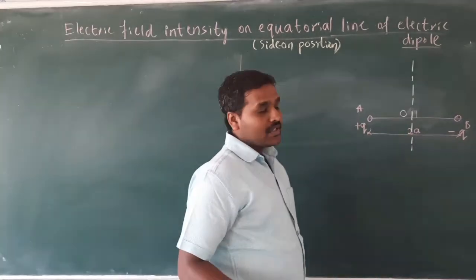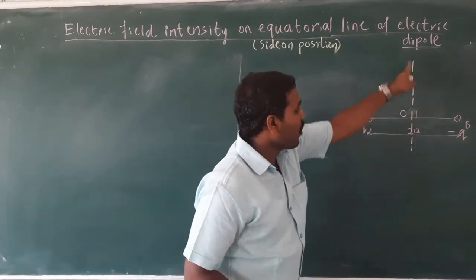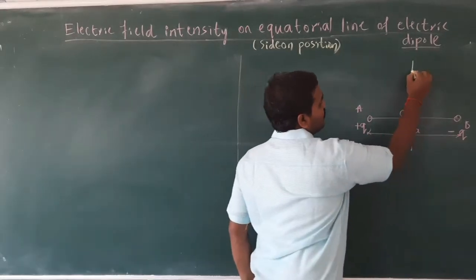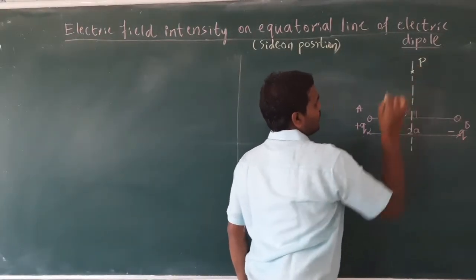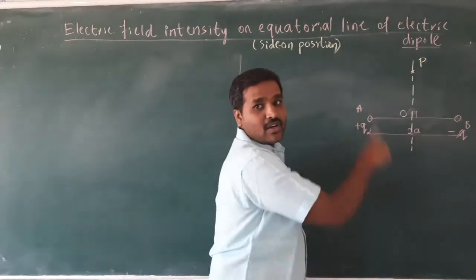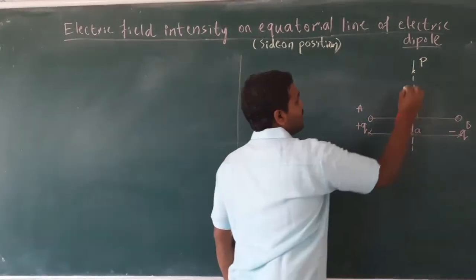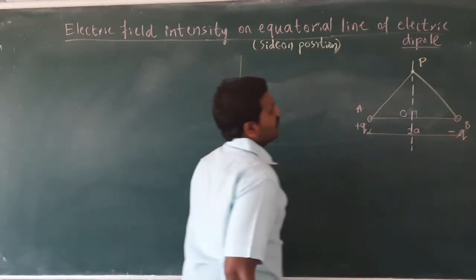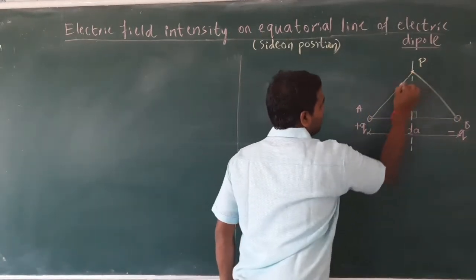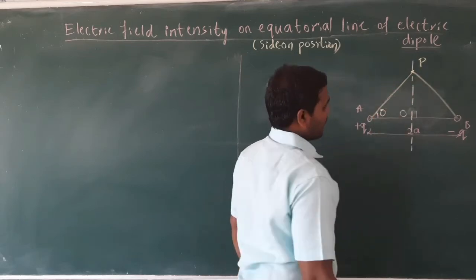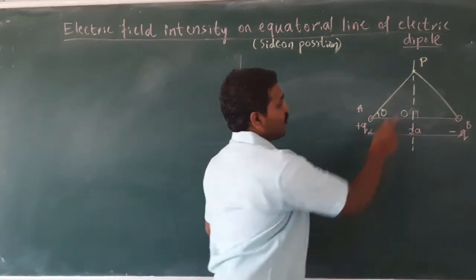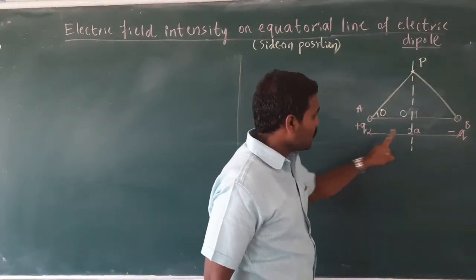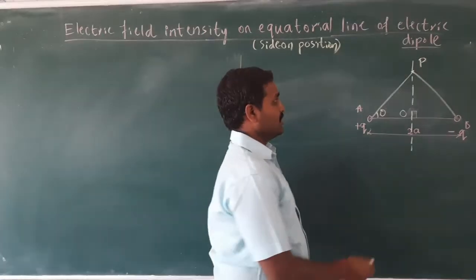Okay, we will derive the electric field intensity at a point on this line. So for that let me consider position P here. Randomly I can choose it anywhere on this equatorial line. Let me connect these two positions, AP and BP. Let us consider this angle is theta here. At this point P I will derive the expression for electric field intensity because of this plus Q and minus Q charges.